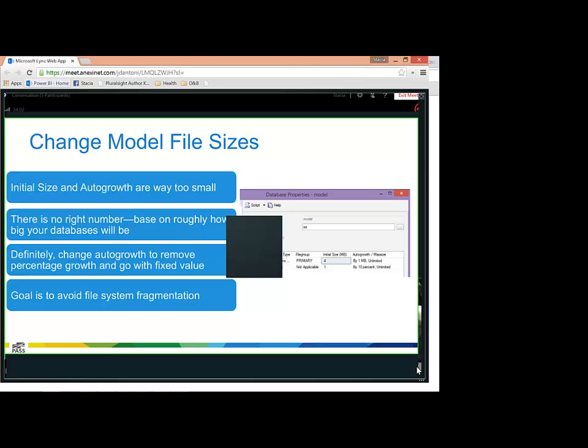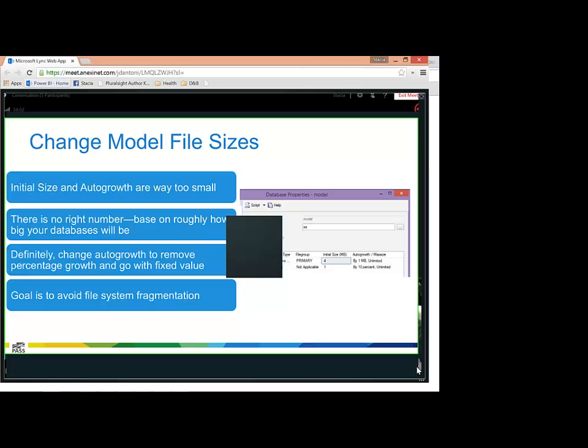Additionally, your log file, if you leave it at the default value, is 1 meg, and it's going to grow 10%. 10% is not a lot initially, so 1 meg, 1.1 meg. But eventually, if you think about it, this could get to exponential growth. If you start talking about really big log files, you could potentially fill up a drive with the 10% growth. So you're always going to want to change that growth to some chunk of megabytes and not a percentage growth. There really is no right number for what to set model to. In my demo, I think I set it to 100 meg.